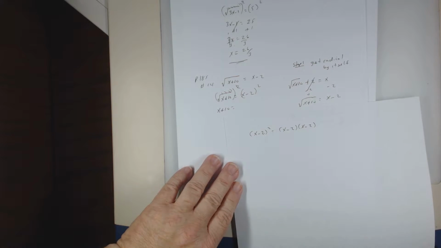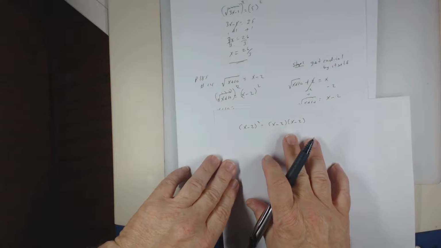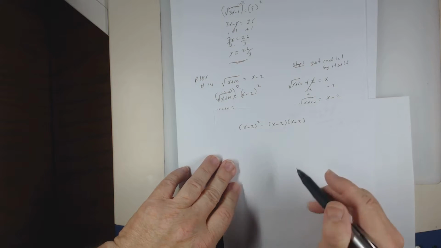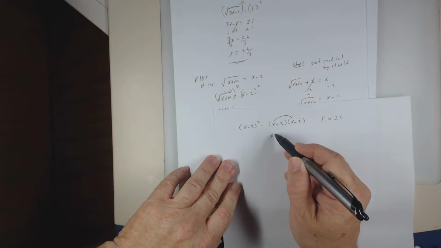So what do you think is going to be the next thing you're going to do? Well, it's already factored. What are you going to think you're going to do now? FOIL it out. You're going to multiply it out. So FOIL. So x times x is x squared.